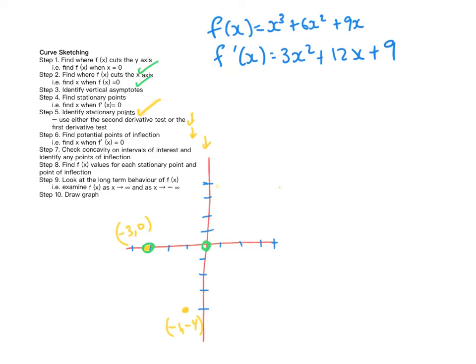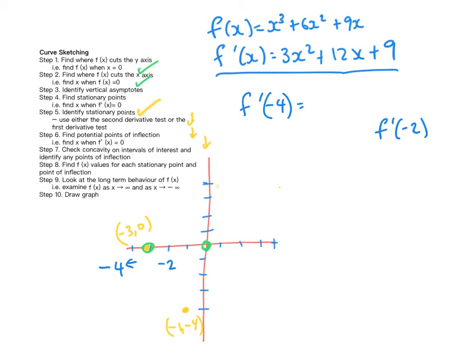So to do a first derivative test, we use the first derivative equation, and we're basically going to plug in some points on either side of the relevant turning points. So for -3, 0, I'm going to choose x of -4, which is to the left of that point, and also x of -2. So I'm going to see what f dashed -4 looks like, and also what f dashed -2 looks like.